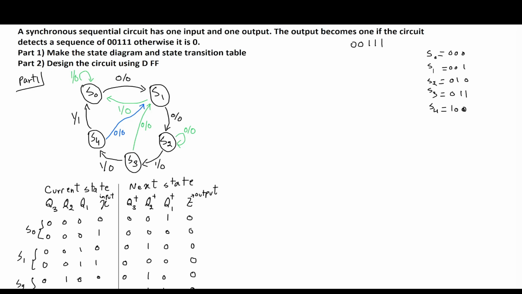In the previous video, we went over part 1 of this question to detect sequence 00111. We made the state diagram as shown here, and we built the state transition table. In today's tutorial, we're going to go over part 2. We're going to design the circuit using D flip-flops.